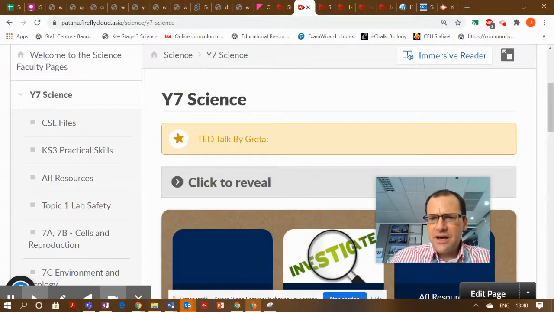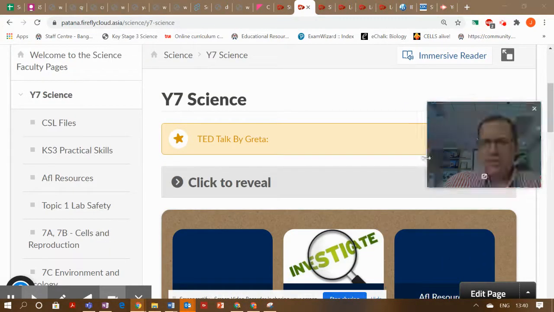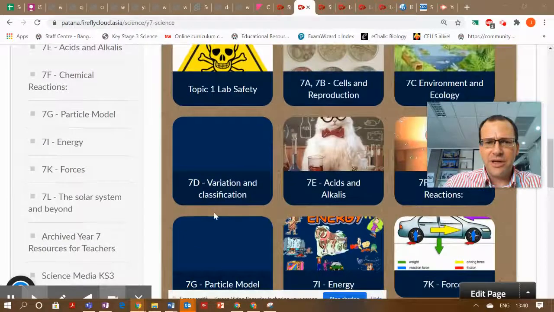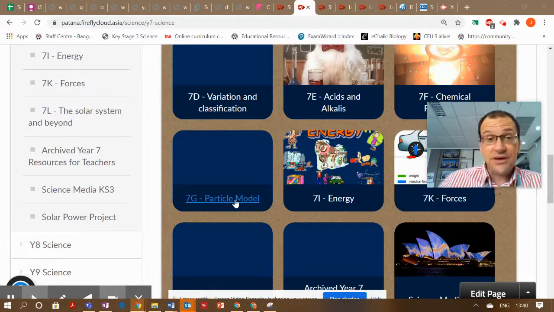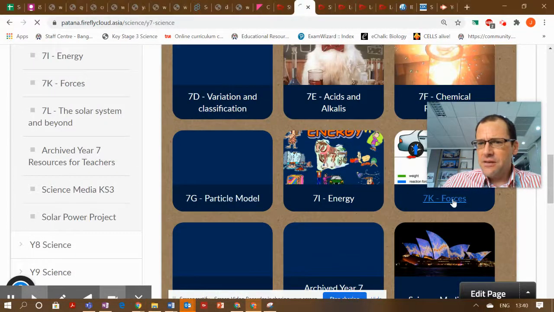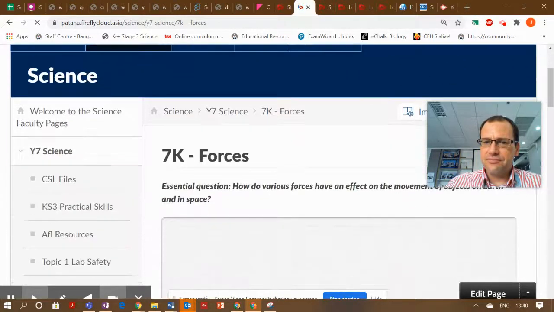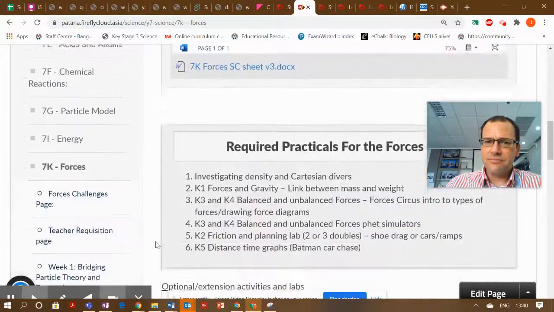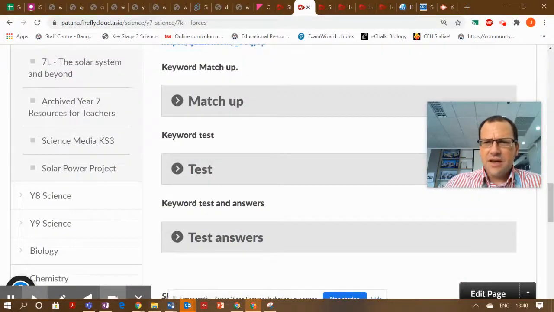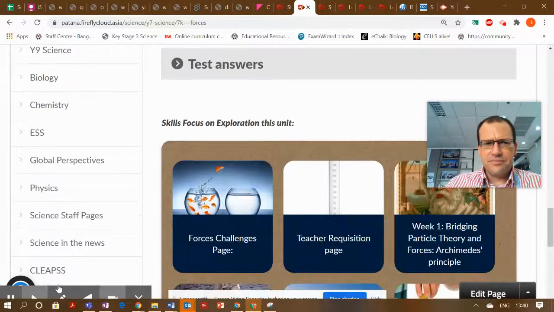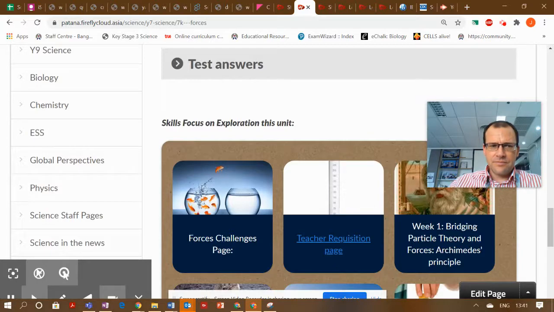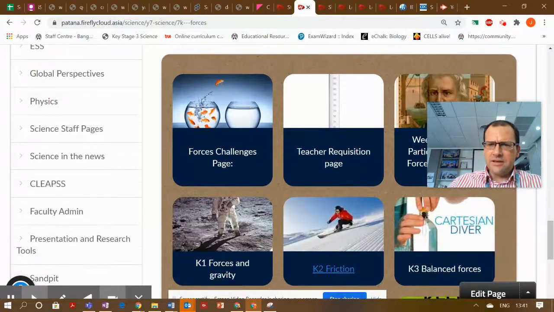So this is the Year 7 science page. You might recognise the topic here, particle model. You did that last half term. This is the topic you're looking at this half term. And the topic you're probably on right now is probably friction, which is here. So I'm just going to click on this.